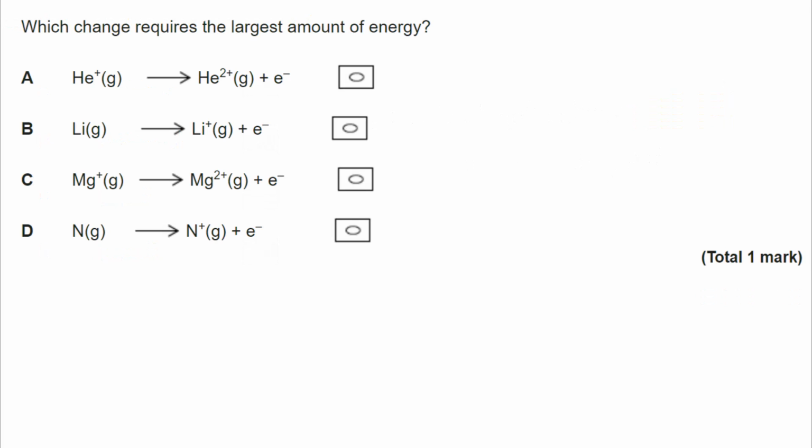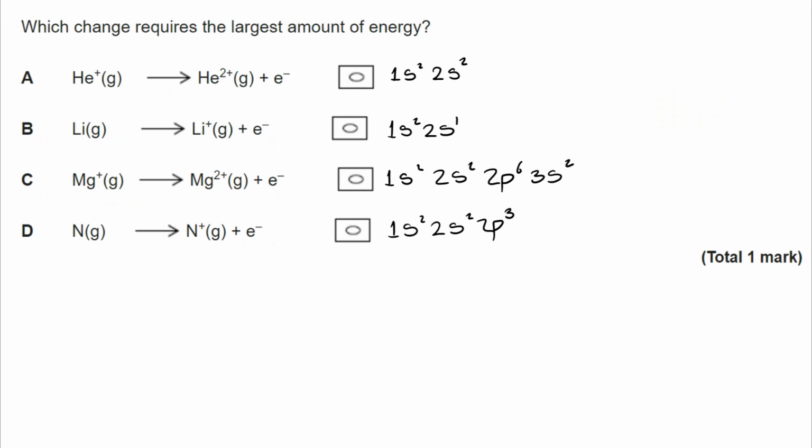Okay, so here we want to find out which requires the largest amount of energy. Let's start by writing out the electron configuration of what we are starting with. Helium 1s2, 2s2 is its electron configuration. Lithium 1s2, 2s1, magnesium 1s2, 2s2, 2p6, 3s2, and nitrogen 1s2, 2s2, 2p3.